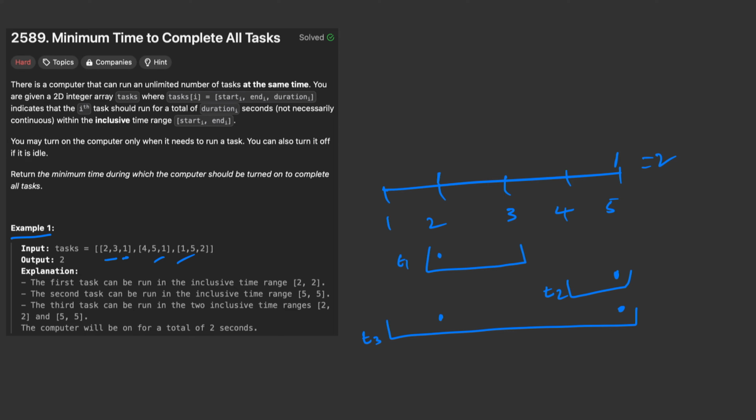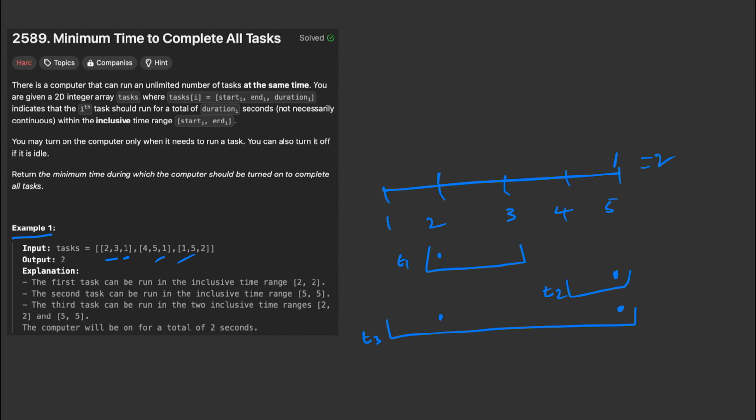If you think about it, a task with an earlier end time has fewer opportunities to be scheduled compared to a task with a later end time. Therefore, sorting tasks by their end times ensures we handle the most time-constrained tasks first, leaving more scheduling flexibility for tasks with later deadlines. So first, we'll sort the tasks by their end time.